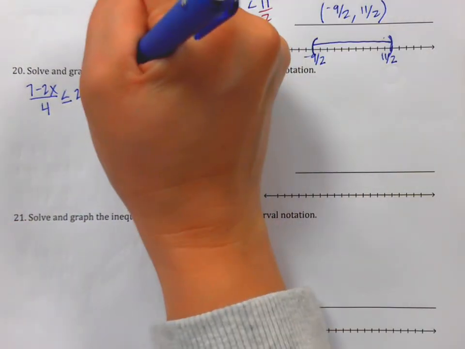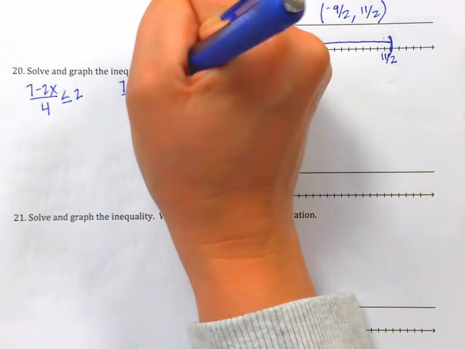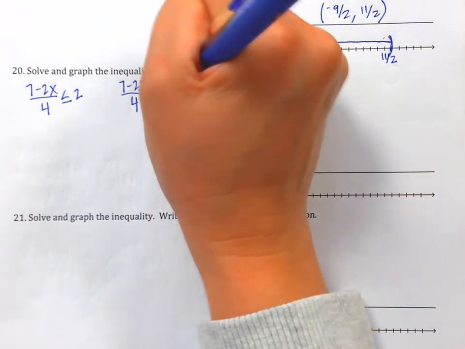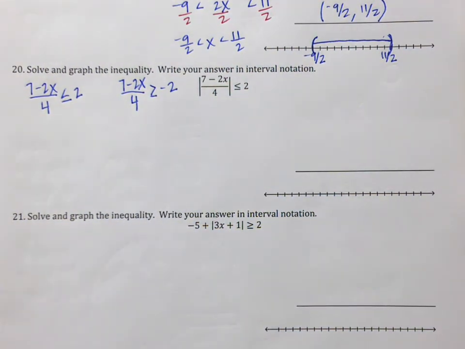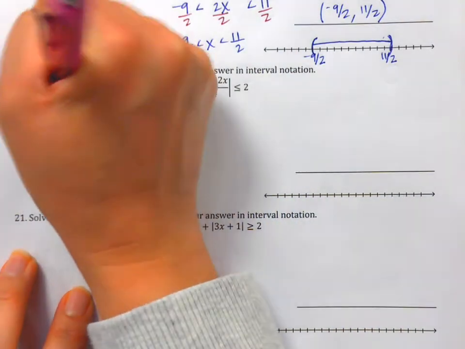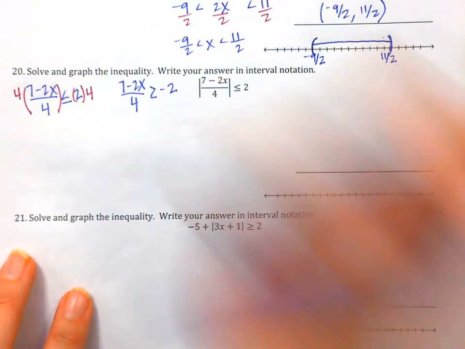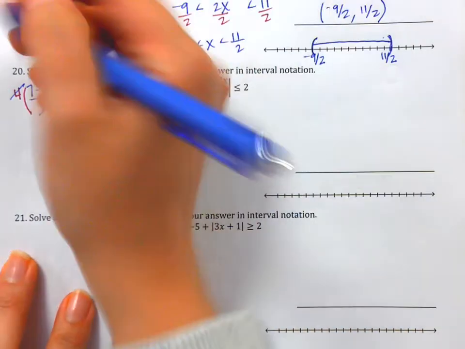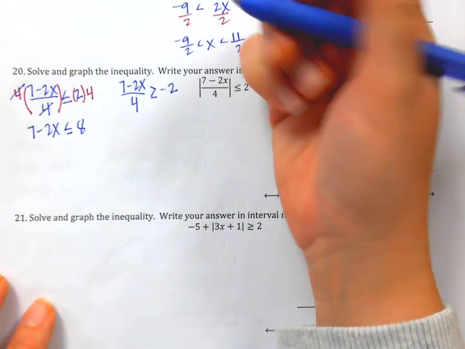And then notice how what's inside the absolute value symbol stays the same. We switch the inequality symbol and switch the sign. And now it's just like two problems, solve them each separately. So I'd start here, I'd multiply both sides by 4. That gets rid of the 4 here. So then 7 minus 2x is less than or equal to 8.